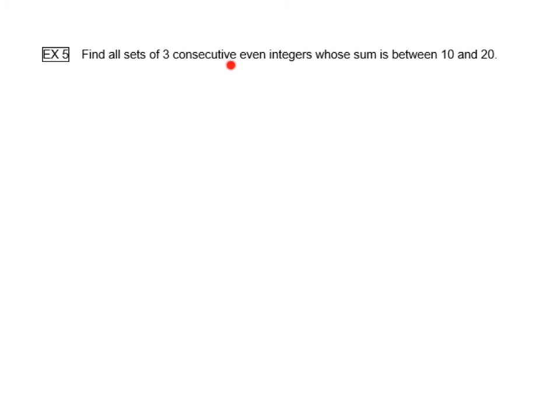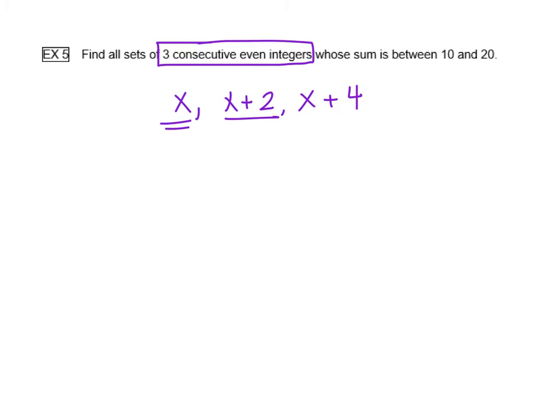Find all sets of 3 consecutive even integers whose sum is between 10 and 20. So first let's figure out how to represent 3 consecutive even integers. So our first even integer is going to be x. Now to get the next even integer, we have to add 2 to it. So now we have 2 even integers, and to get the one after that, we have to add another 2, which means it's going to be 4. So there's our 1, 2, 3 even integers. The sum is between 10 and 20, so 10 is less than the sum, which is less than 20.